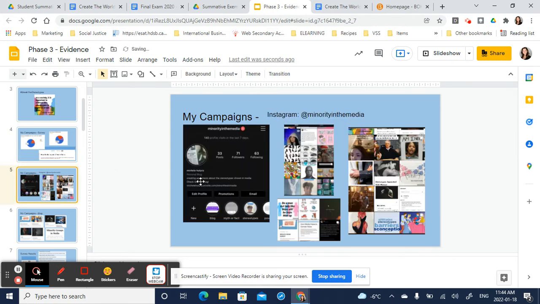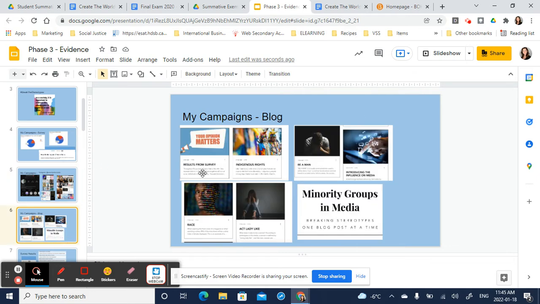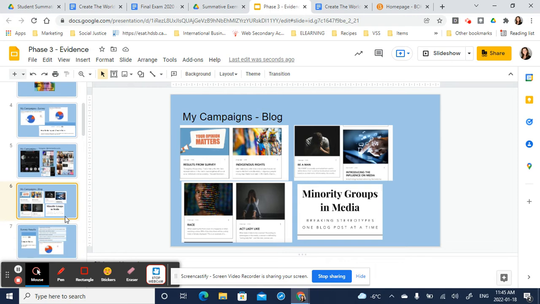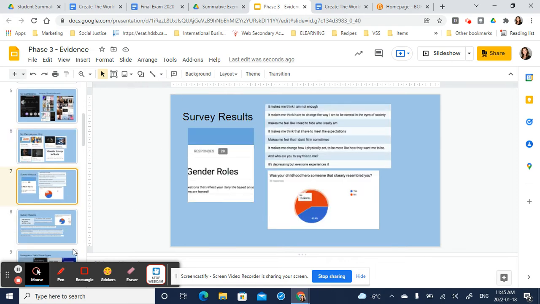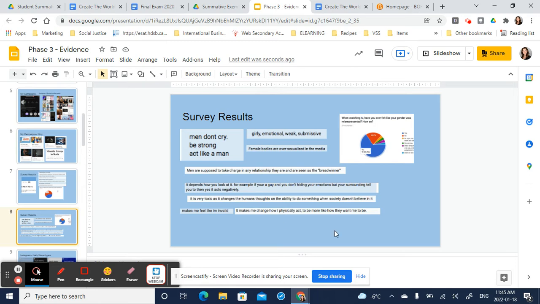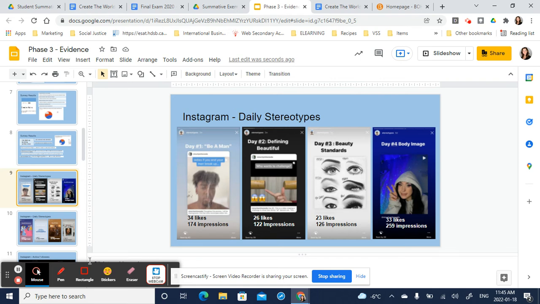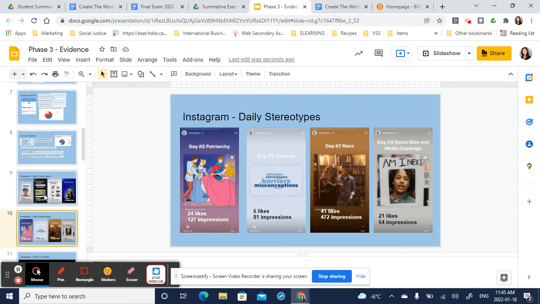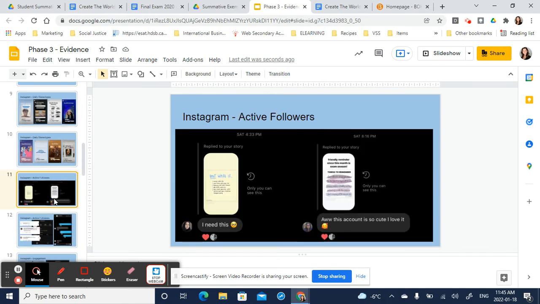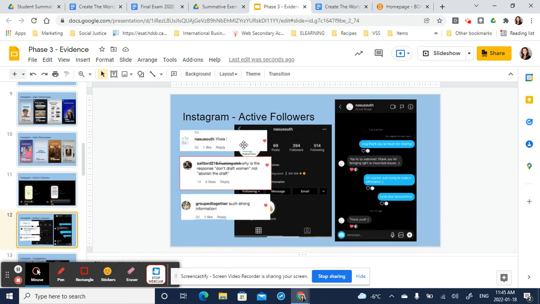She had an Instagram account and she screenshotted the actual page of the Instagram account. Okay. She also did a blog, which of course she shared with me, and then screenshotted the different blog entries that she made. These were some of the results of her survey that she shared. So again, commentary as well as overall graphology of that. She did 8 different Instagram posts. So she screenshotted the different posts that she did, including the number of likes and impressions for each of these posts. So again, day 5, day 6, day 7, day 8, and the likes and impressions. These were some of the active followers as well as some of the comments that she had.